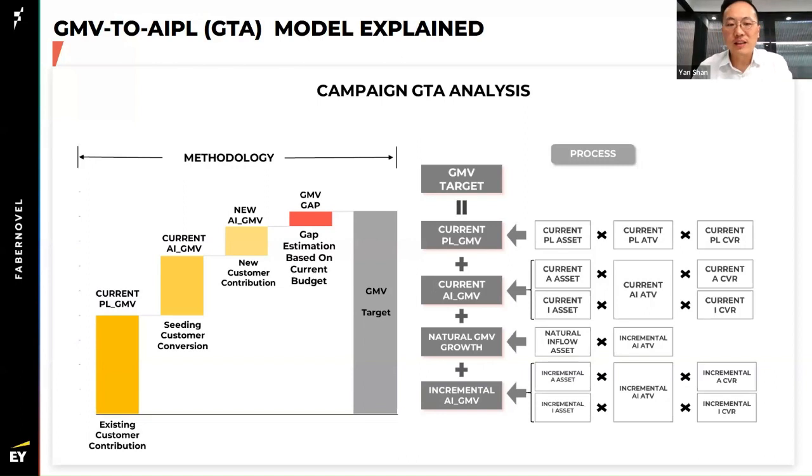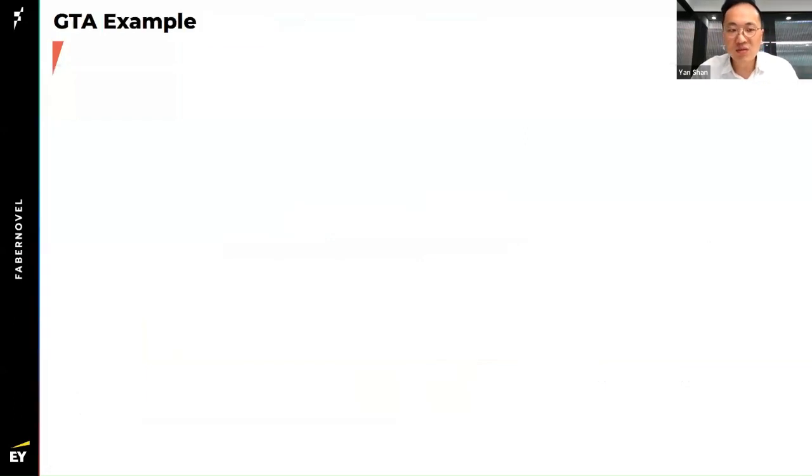And then we can have a GTA model, which is like a GMV to AIPL model, to help us allocate the GMV target, and also at the same time to analyze whether this advertising budget for this campaign is enough or not enough. Next page, I'm going to give you a quick example to help you understand this.